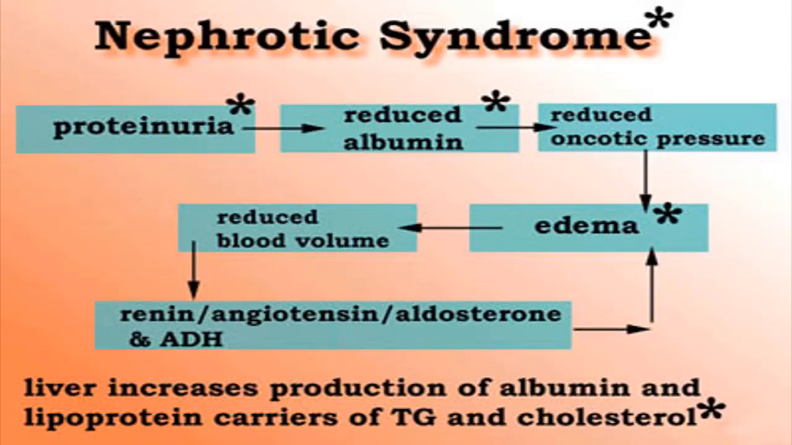The liver actually starts to increase its production of albumin to compensate for the loss of proteins in urine, and with the increased production of albumin, there will be an increase in other lipids, so lipoprotein carriers of triglyceride and cholesterol are all increased, so there will be hyperlipidemia.